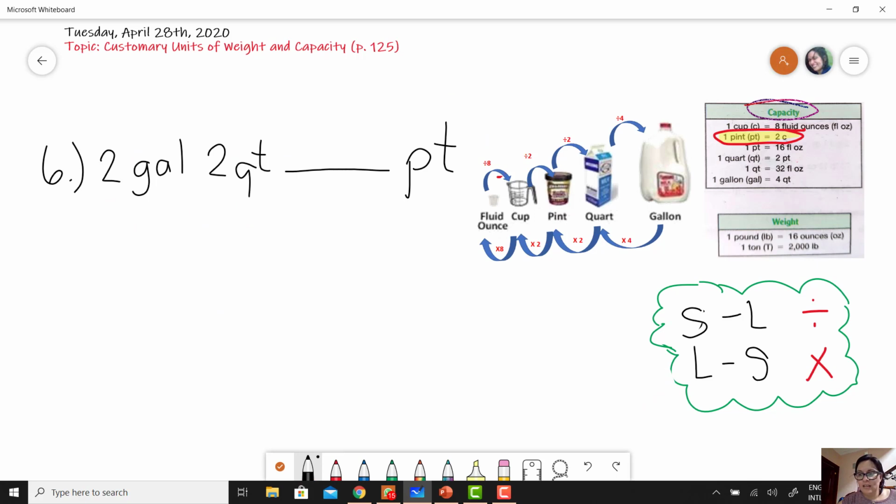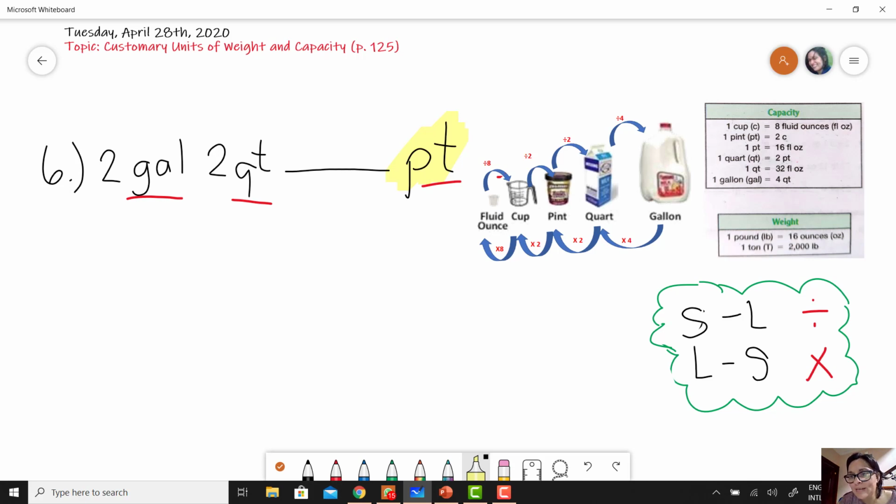Look, guys, number 6. Number 6 says that you have to change 2 gallons and 2 quarts to pints. We have the same situation in there. We have in here gallons or quarts, okay? To be able to change them to pints. So let's see in the chart which one is more convenient for you to have. You have to find pints and quarters or gallons. Let's find in the chart.